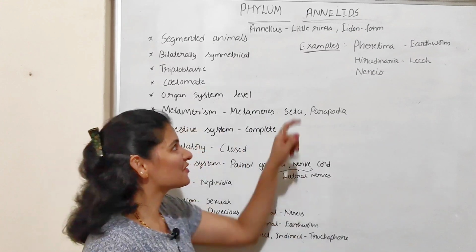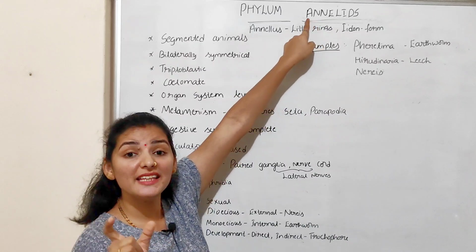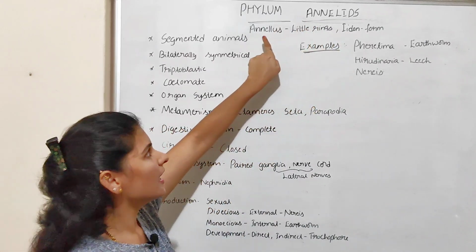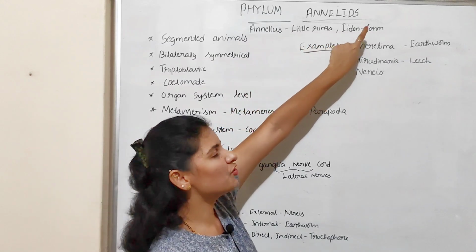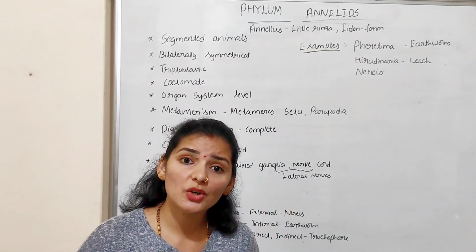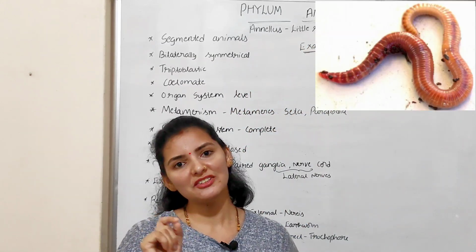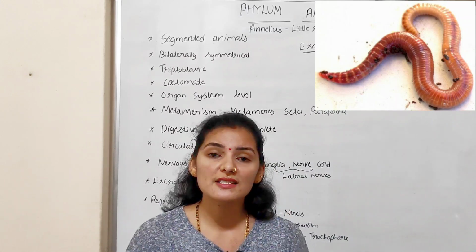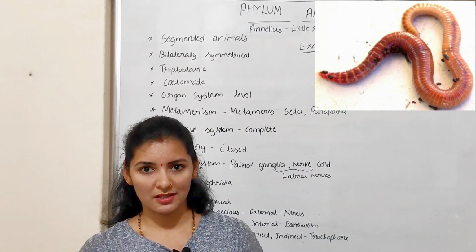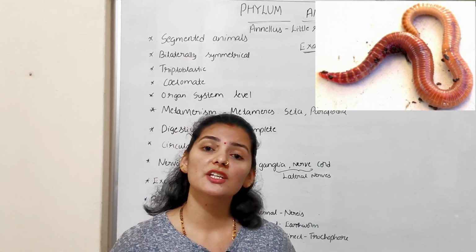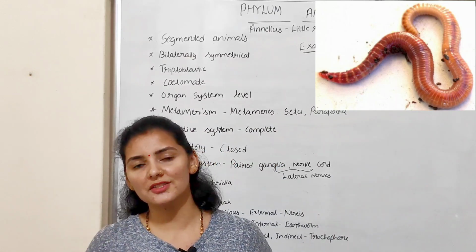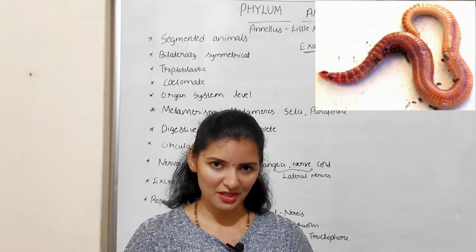Talk about the characteristics of phylum Annelida. The name Annelida is derived from two terms, annulus and eidos. Annulus means little rings, eidos means forms. So these are organisms having numerous little rings called segments or metameres, or these are the segmented animals. If you observe the body of these organisms, it consists of numerous small rings called segments or metameres.